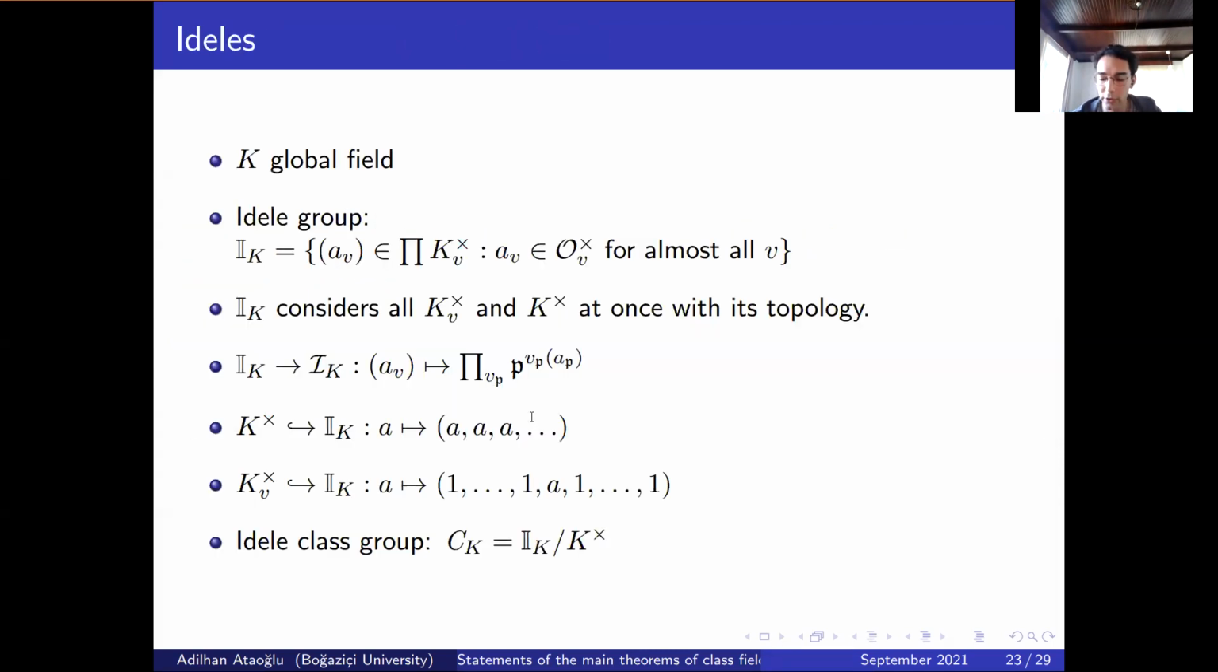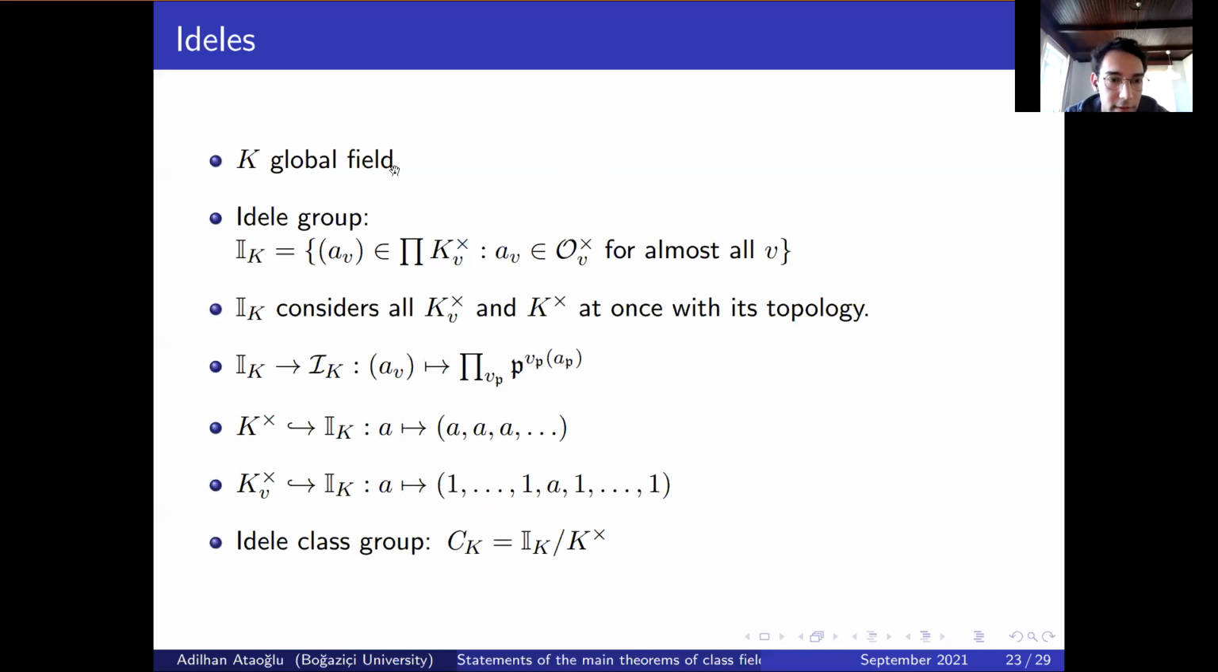Now we state the main theorems for the local part and the global part separately. We want to unify these two theories, and we haven't talked about the maximal abelian extension of K for K a global field. Now the ideal-theoretic part will fill in these gaps.